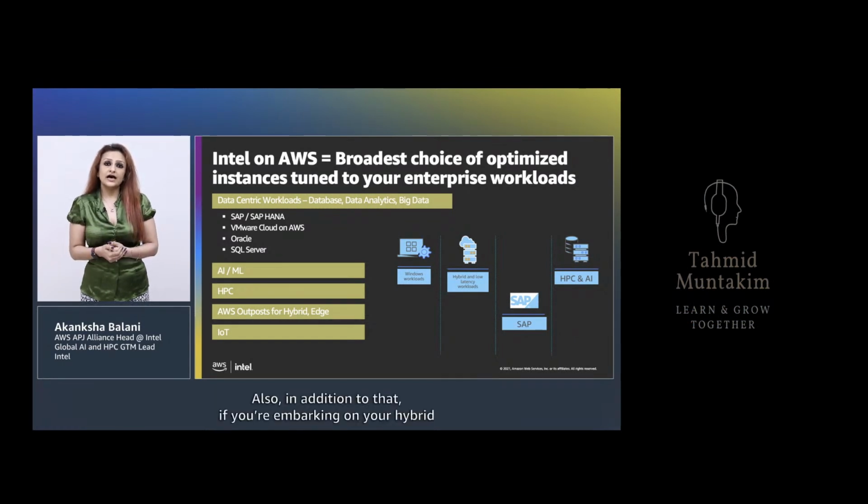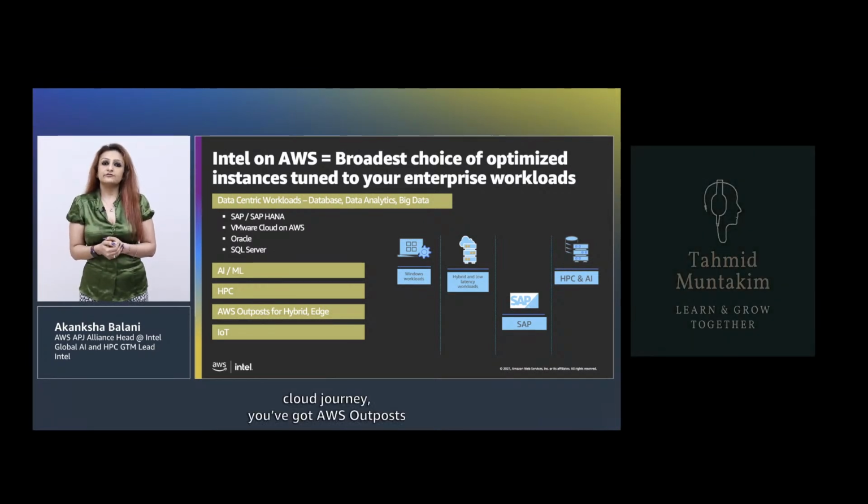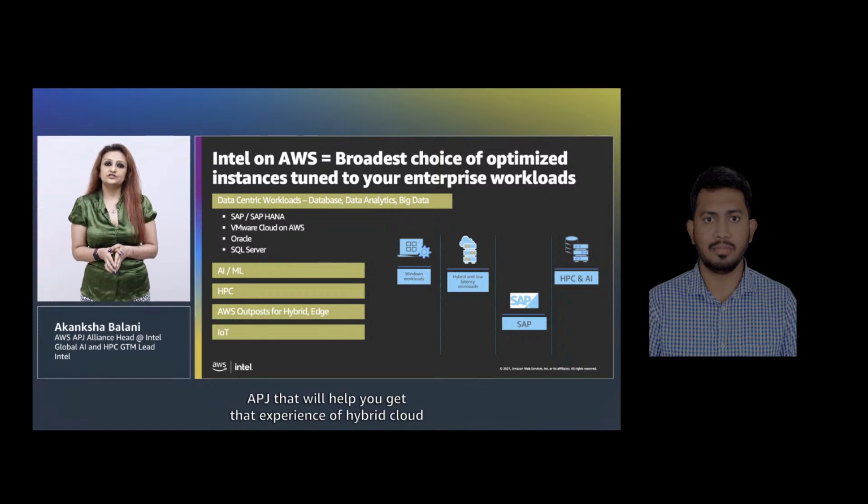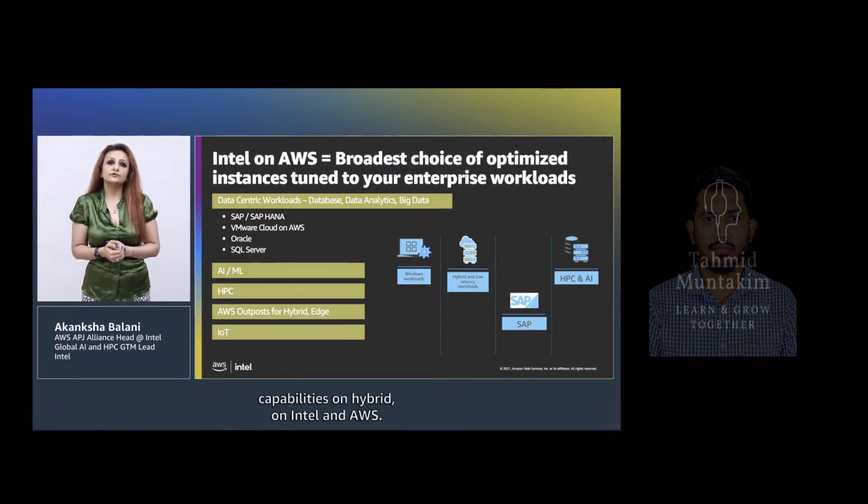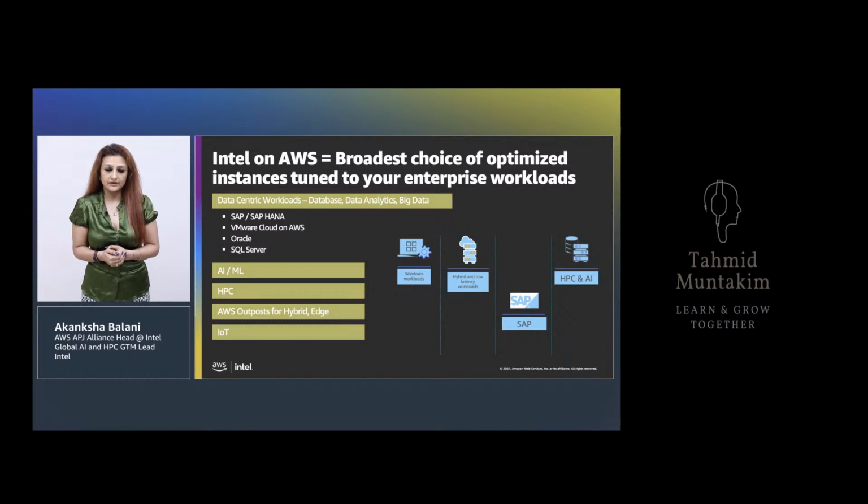Also, in addition to that, if you're embarking on your hybrid cloud journey, you've got Amazon Outposts that are powered by Intel instances today. We also have various COEs that we have launched in APJ that will help you get that experience of hybrid cloud for you to really experience the optimization capabilities on hybrid on Intel and AWS.